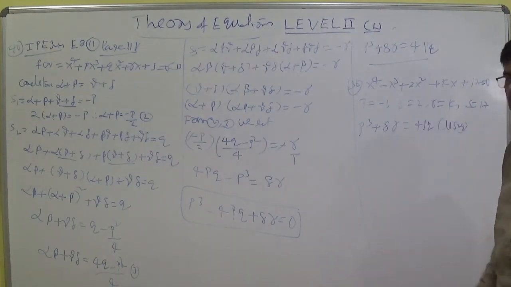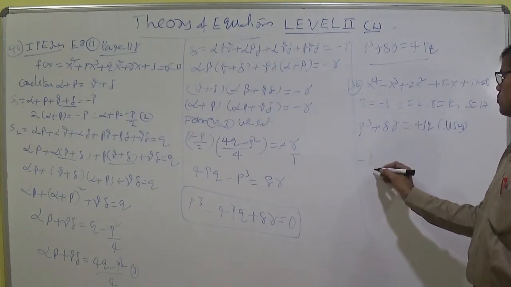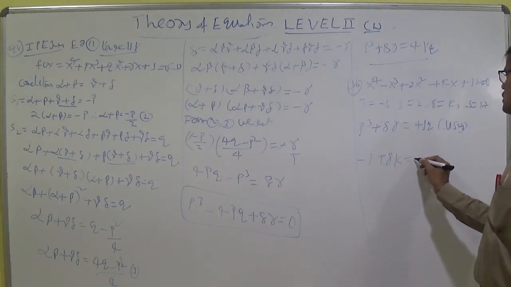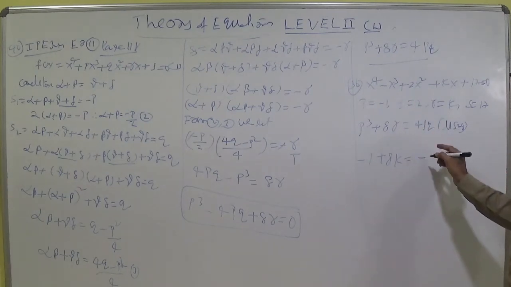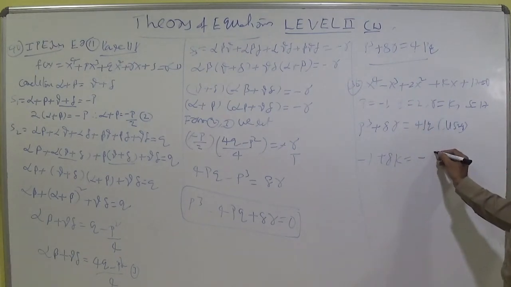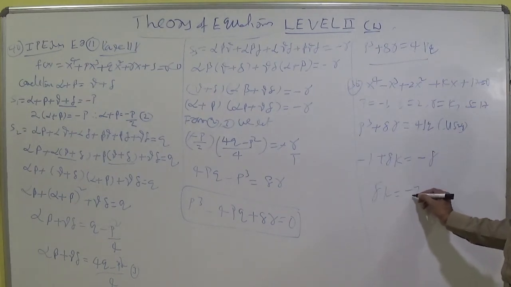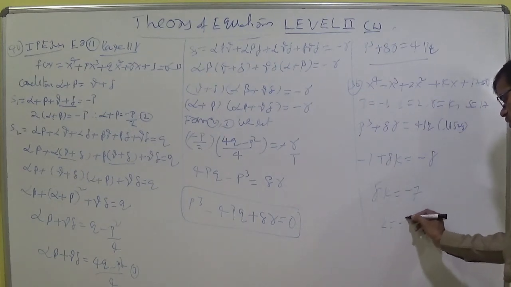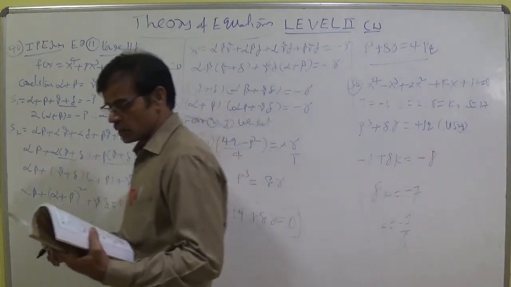Using the formula p cube plus 8r equal to q, 4p cube. For p cube means minus 1 plus 8r, so 8k is equal to 4p cube. 4p cube means 4 into 2 into minus 1, so it is minus 8. So 8k is equal to minus 8 plus 1, which is minus 7, and the k value is minus 7 by 8. It is the second option here.